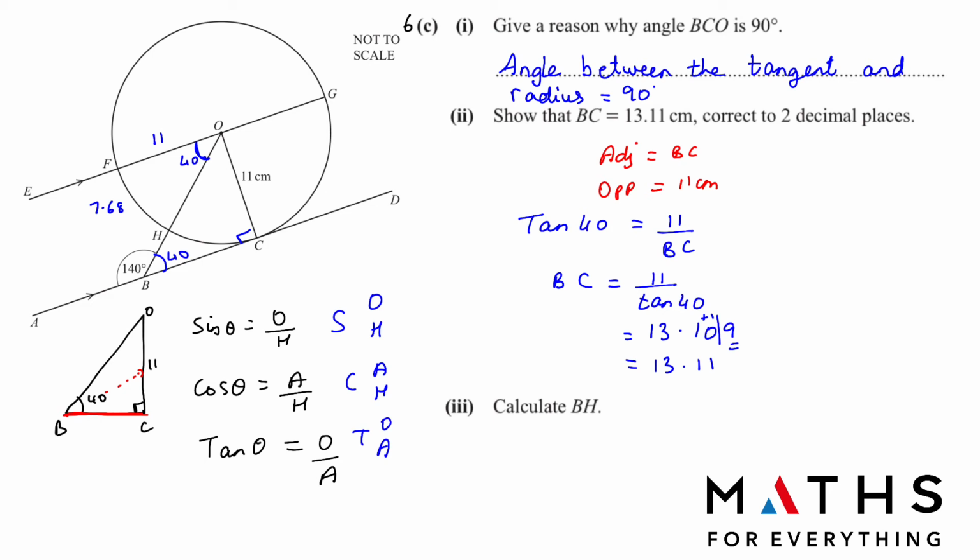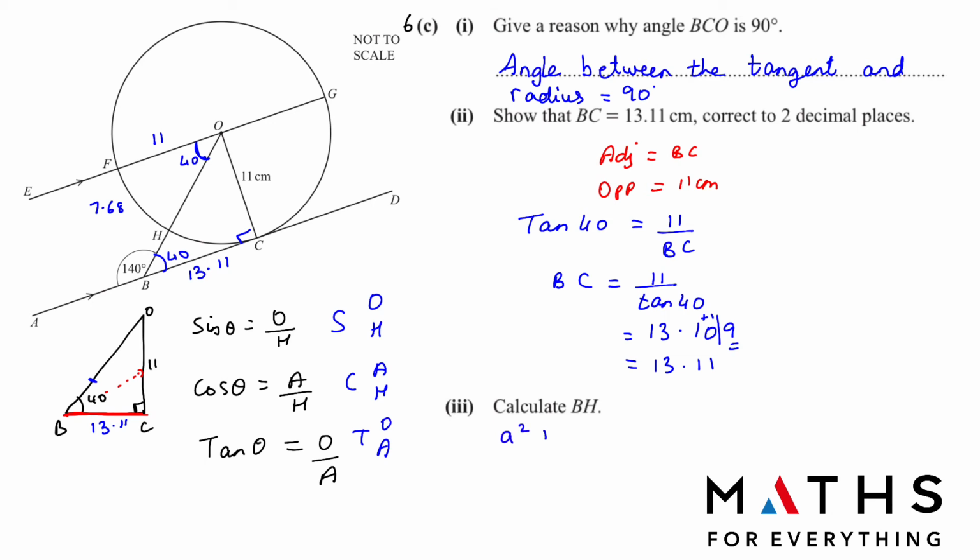Next, part 3, we need to find BH. To find BH, you can either use the Pythagoras theorem. Now we got the side. We know that this is 13.11. So this is 13.11 and BH is there. But first we'll have to find BO. So you can use either trigonometry or Pythagoras theorem. We want to find the hypotenuse. I'm using Pythagoras theorem for now.